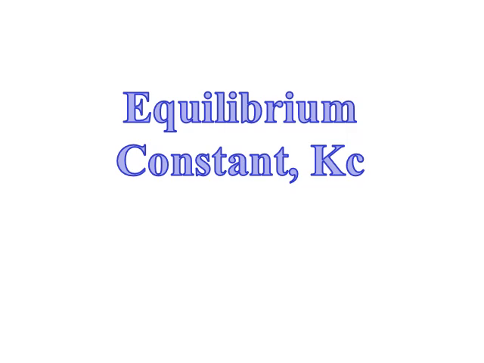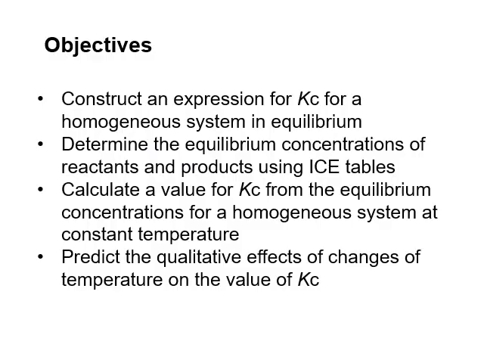What we're going to look at today is quantifying equilibrium in the equilibrium constant, Kc. So what we want to be able to do is construct an expression for Kc for a homogeneous system in equilibrium. We want to determine the equilibrium concentrations of reactants and products using what we call ICE tables. Calculate a value for Kc from the equilibrium concentrations for a homogeneous system at constant temperature, and finally predict the qualitative effects of changes of temperature on the value of Kc.